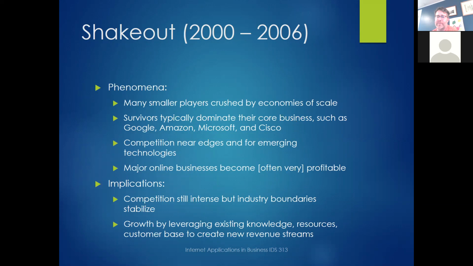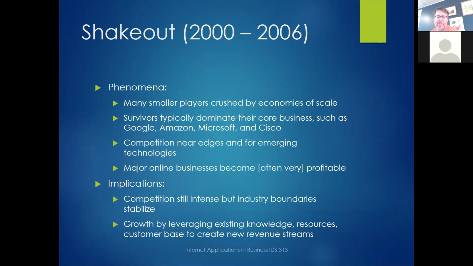basically the boundaries have stabilized. And what we also see lastly is that these big online businesses, even if they're not profitable in the accounting books, they are making a lot of money. They're just putting it back into the business for now. So again, Google, Amazon, Microsoft, Cisco. Microsoft have been profitable for a while, Cisco as well, but Google and Amazon in particular, they were starting to make lots and lots of money with the prospect of even more money on the horizon.